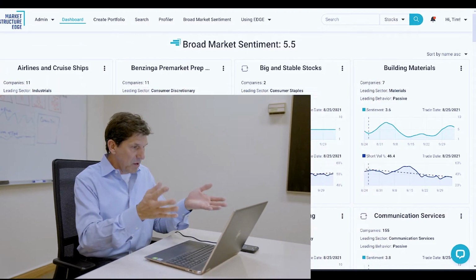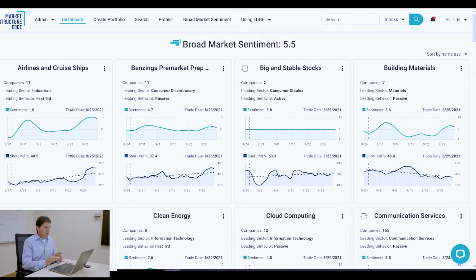So number 1, you want to understand the dashboard. 2, create portfolios. You'll see on my screen I've got a bunch of them. 3, learn entries and exits. 4, backtest your data. And 5, manage overall risk. So we're going to begin with understanding the dashboard. That's where you arrive when you log in.